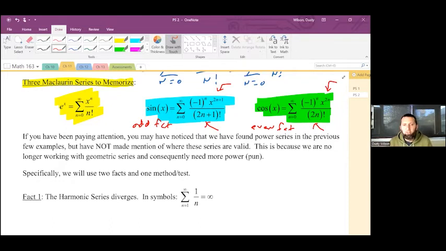Continuing on, if you've been paying attention, you may have noticed that we've found power series in the previous few examples, but have not made mention of where these series are valid. This is because we are no longer working with geometric series, and consequently, we need more power. That is a pun. So specifically, to figure out where these series are valid, where they converge, what we're going to later call the interval of convergence, we need 2 facts and 1 method or test.